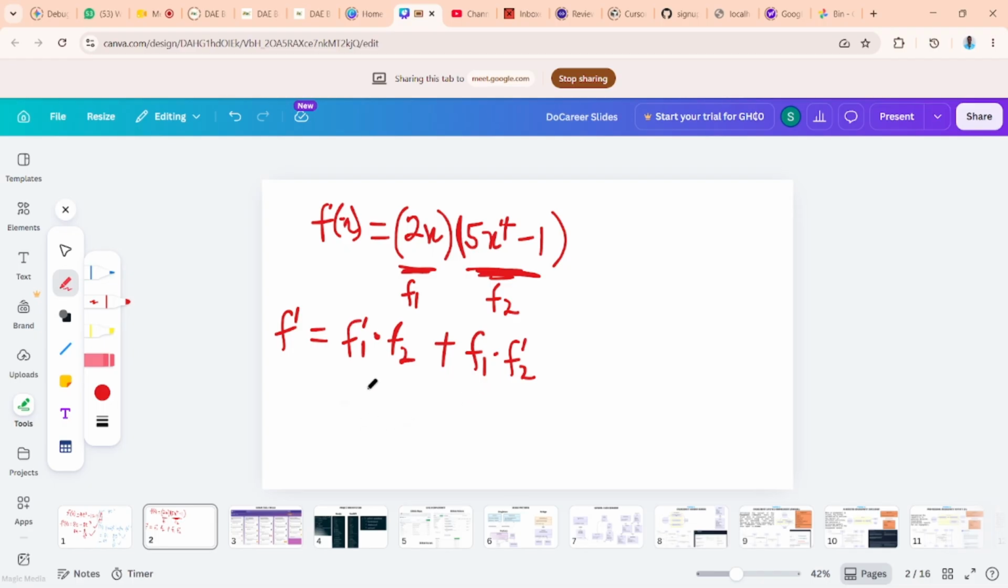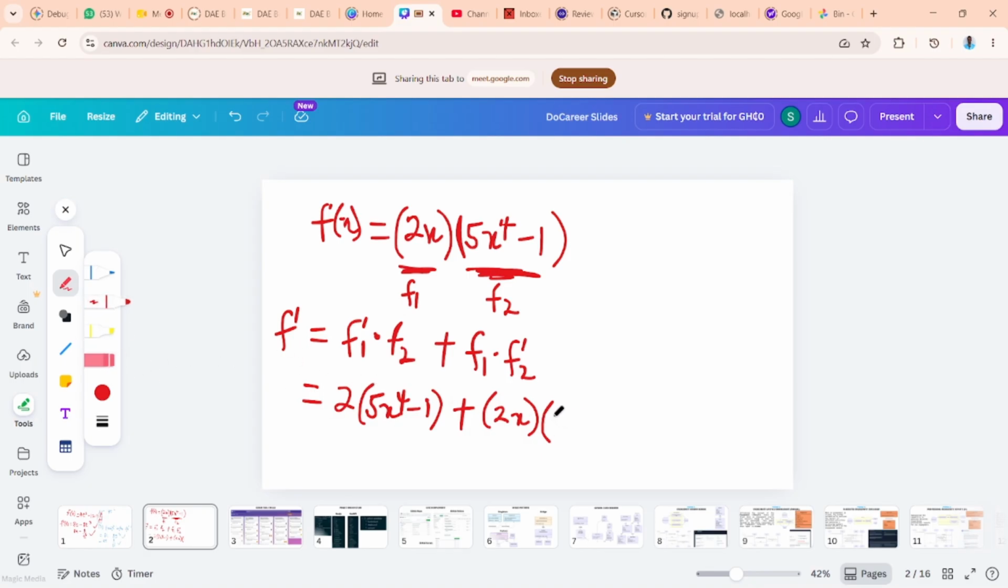In this particular case, our function 1 is this one, so I will differentiate 2x. If I differentiate 2x, I'll have 2. Then I'll keep function 2, which is 5x to the power 4 minus 1. Plus, now we are going to keep function 1. Now we keep function 1, then we differentiate function 2.